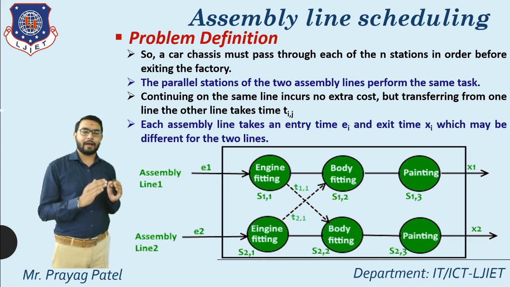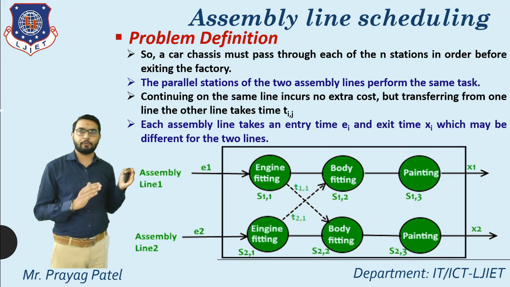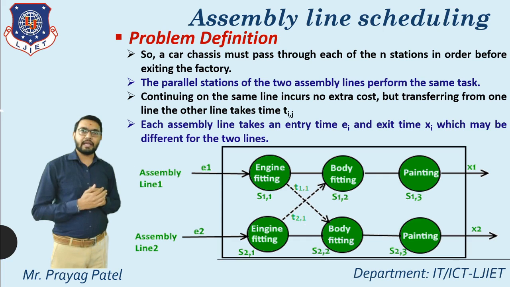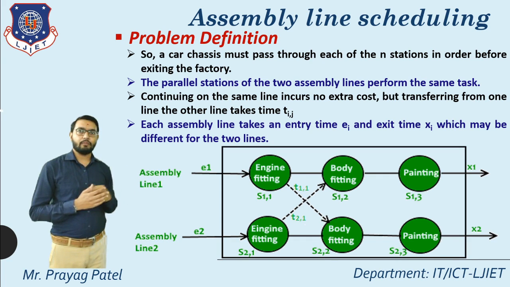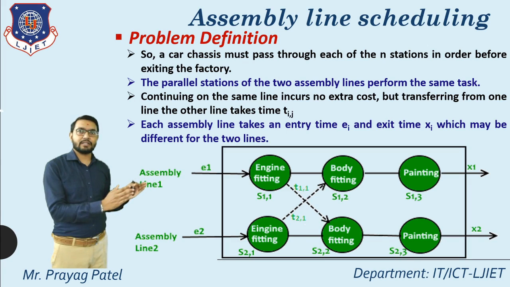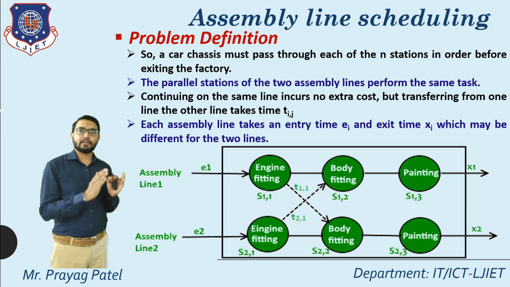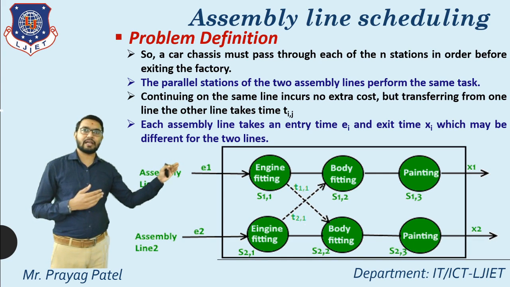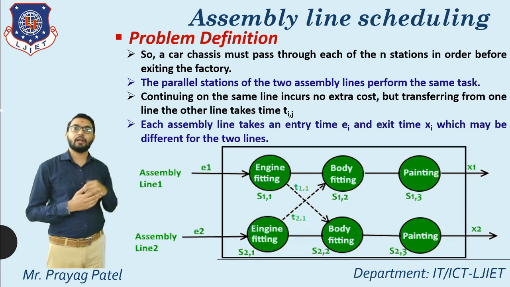So here consider T of ij as the cost of changing from line 1 to line 2 or from line 2 to line 1. Each assembly line takes an entry time ei and an exit time xi. Initially, E1 is the entry point cost for line 1 and E2 is the entry point cost for line 2. In the same way, consider the exit cost as xi: x1 is the exit cost for line 1 and x2 is the exit cost for line 2.